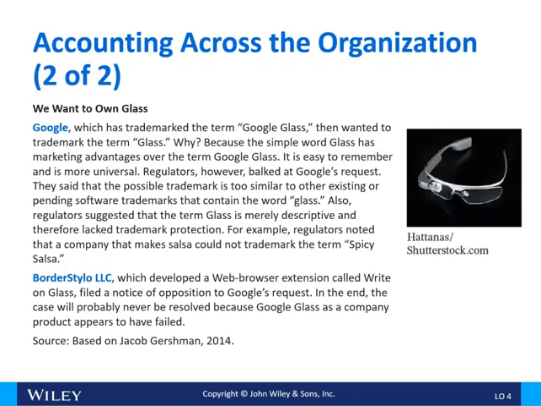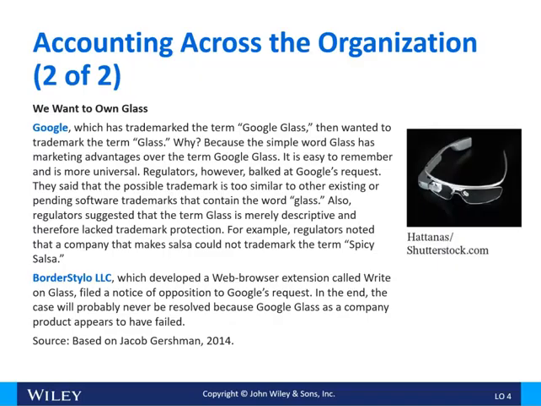Regulators, however, wouldn't allow this. They said the proposed trademark is too similar to other existing pending software trademarks that contain the word glass. Also, the term glass is merely descriptive and therefore lacks trademark protection. Regulators noted that a company that makes salsa could not trademark the term spicy salsa.